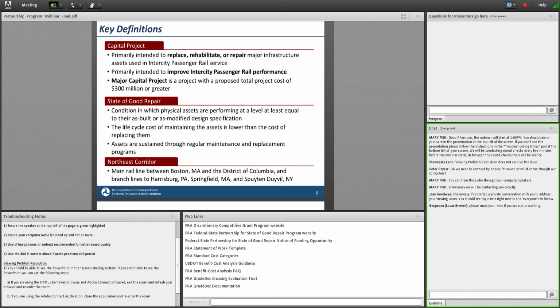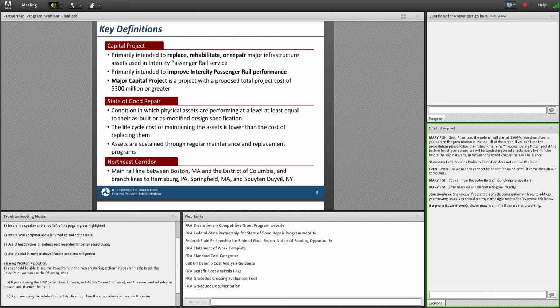I mentioned I'd get into some of the key terms. All these definitions are in the NOFO, and you can refer to them there, but I wanted to call them out because they're specific and distinct to this program relative to some of the other programs you might have previously been involved in.